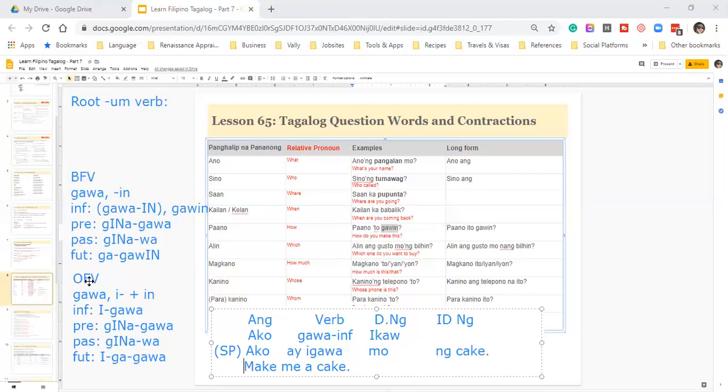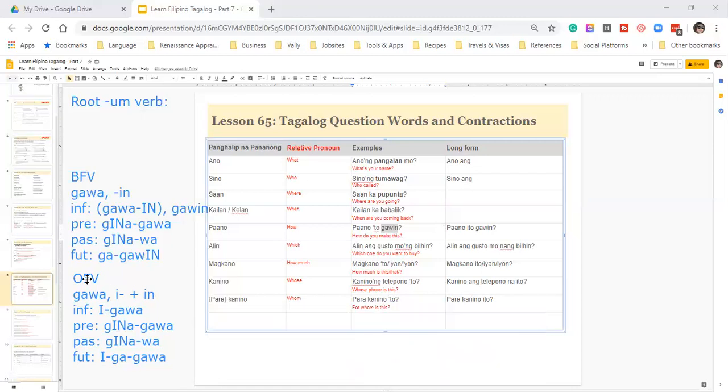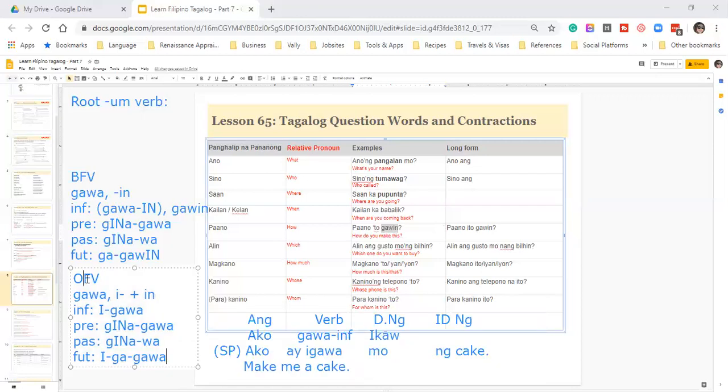So, I think you're right. It makes sense. Igawa mo, ginagawa. Okay, so it also makes sense that this is more of OFB. You know what? You're right. You know why? This should be OFB and this should be BFB.